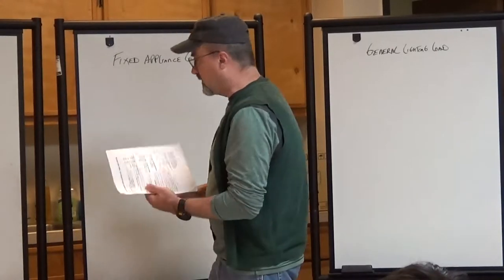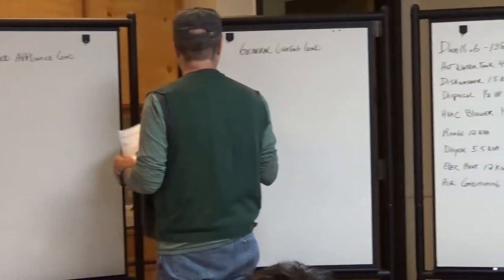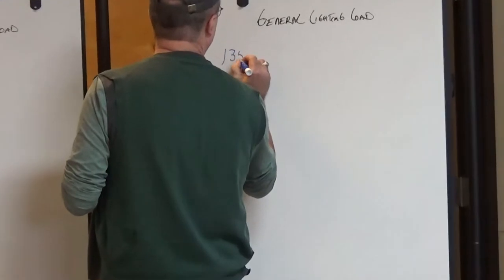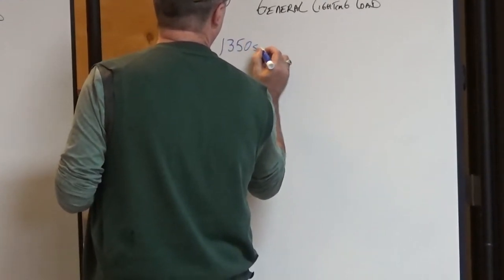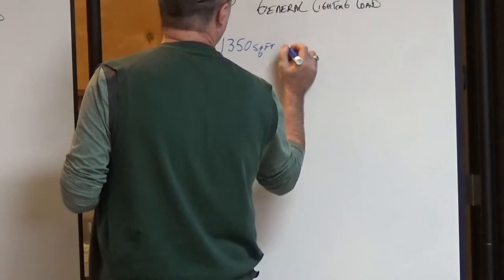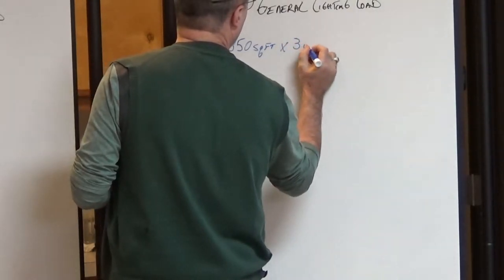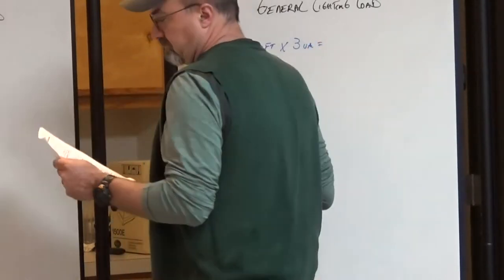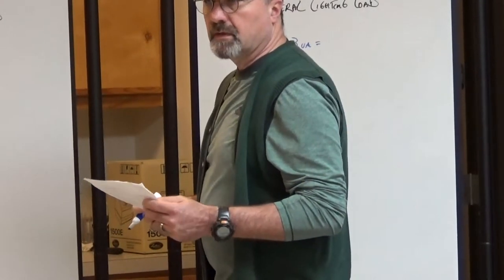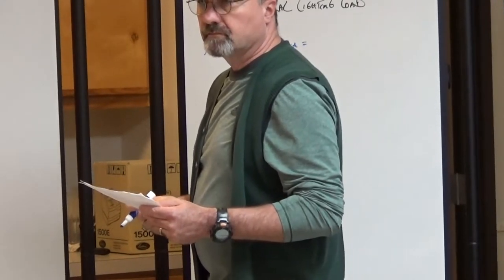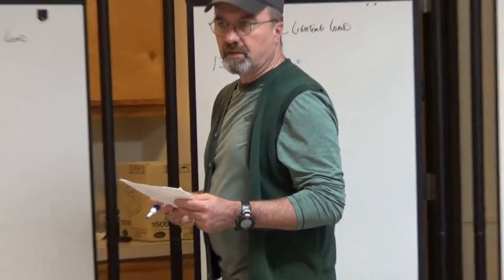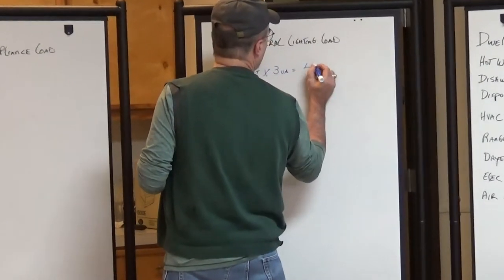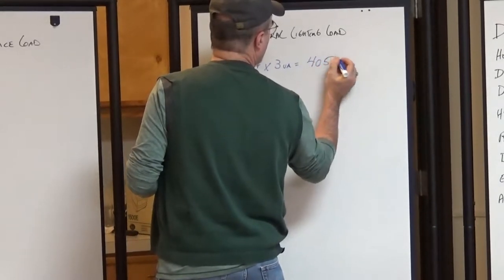So the first step in the calculation is that we're going to take 1,350 square feet times 3 VA equals what? 4,050. 4,050 what? Volt amps. VA, volt amps, correct.